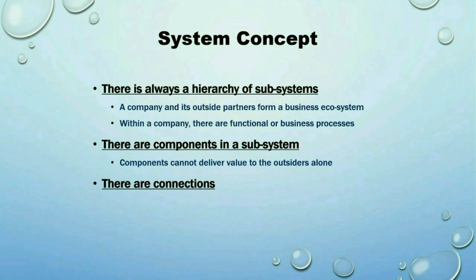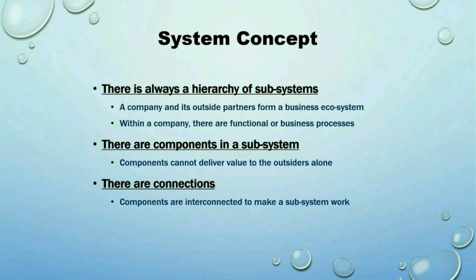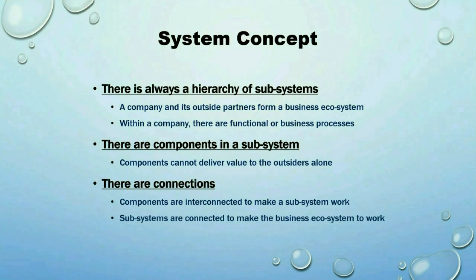The third key point about a system concept is there are connections. Components are interconnected to make a subsystem work, and subsystems are connected to make the business ecosystem work. Now this is an important foundational point that we keep in mind, because later on when we analyze the project scoping, the connections are the key to unlock that analysis.